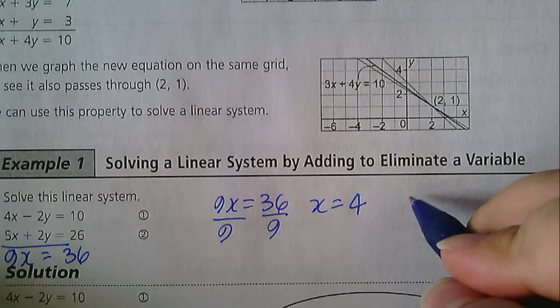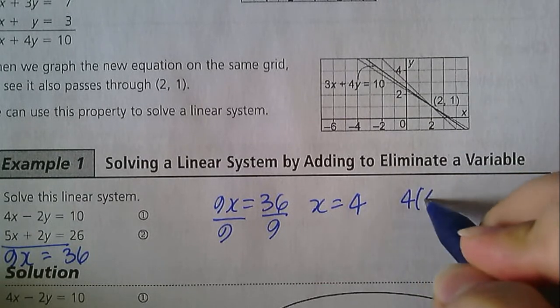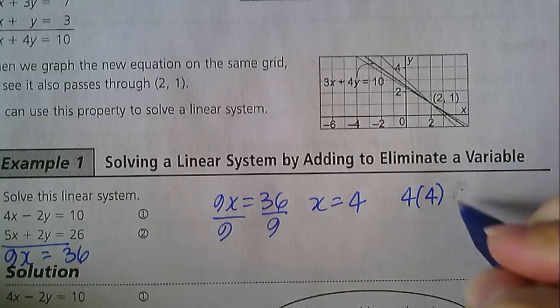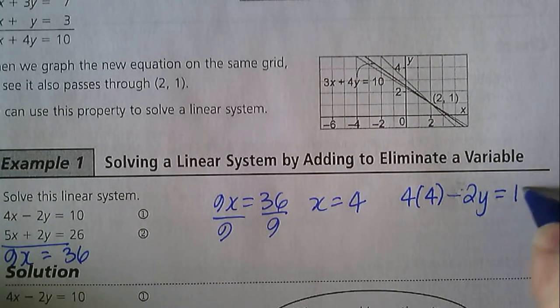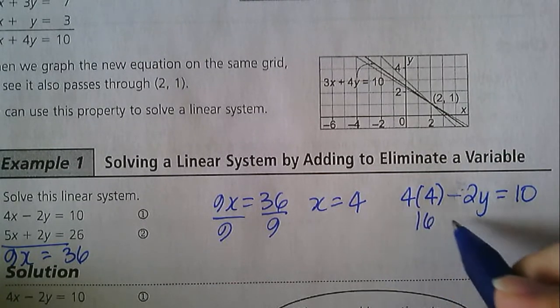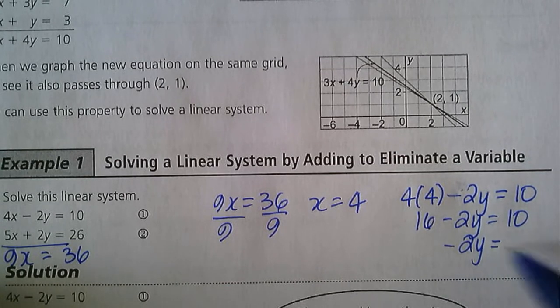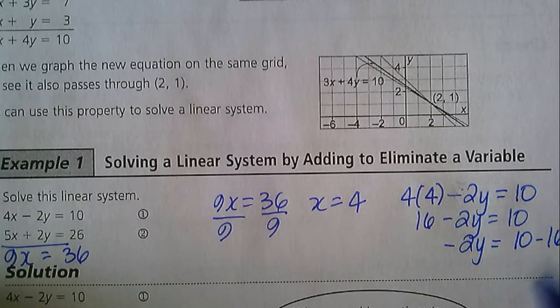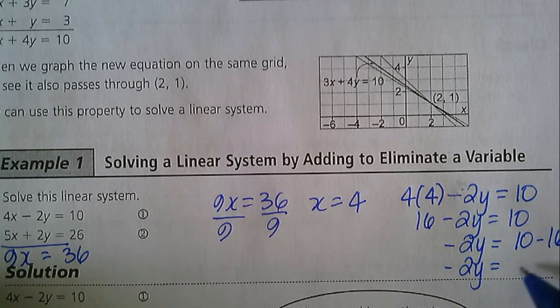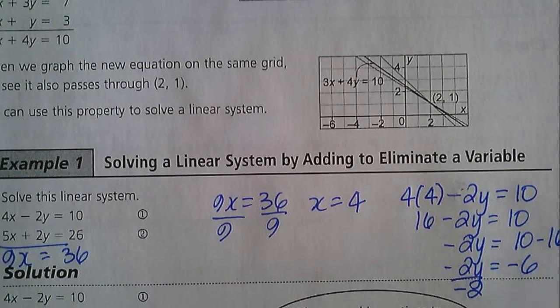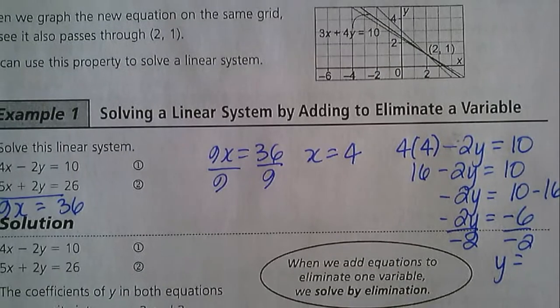Then we end up with 4 times 4, minus 2y equals 10. So that's 16 minus 2y equals 10. -2y equals 10 minus 16. -2y equals -6. And then divide both sides by -2 to get y equals 3.